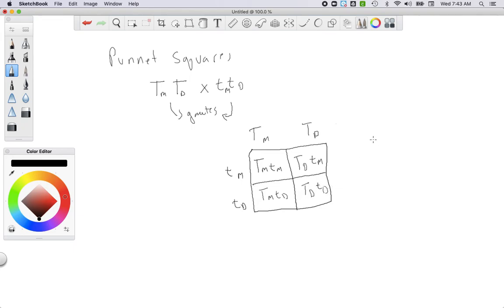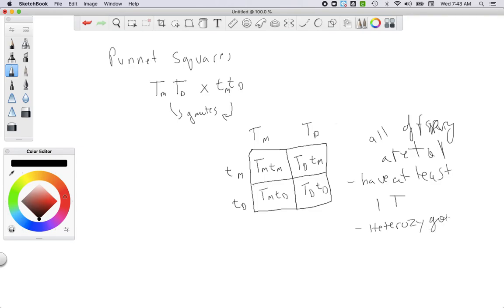and you would see that all offspring are tall, which means they have at least one capital T. That's what it means to be dominant. If you have at least one, you have that phenotype. And they are all heterozygous, which means they have a capital T and a lowercase t.